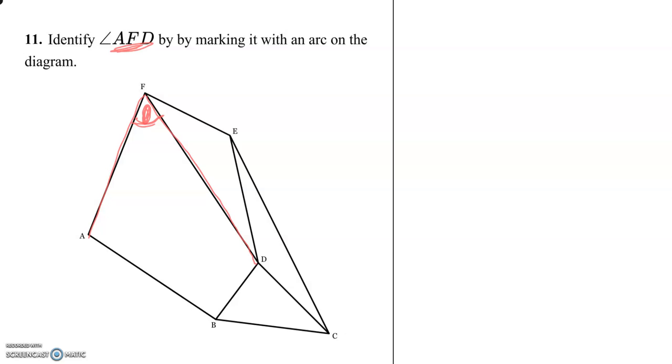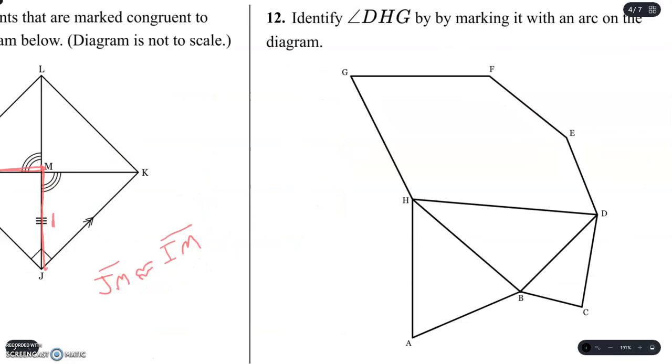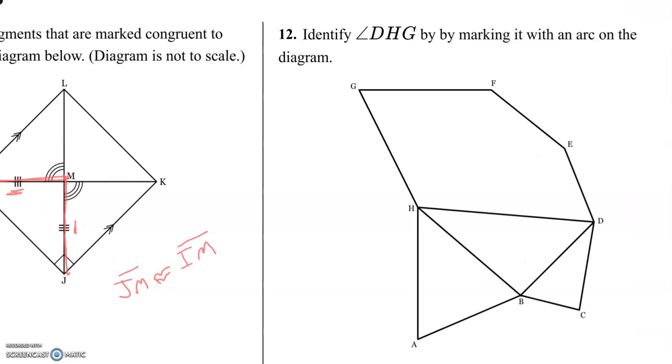Okay, so for this last little problem here, we want to identify angle DHG. D, H, what's H? H and G. So from here to here to here. This is the angle we're trying to identify right here. And remember, you got to keep that H in the middle of what you're looking for.